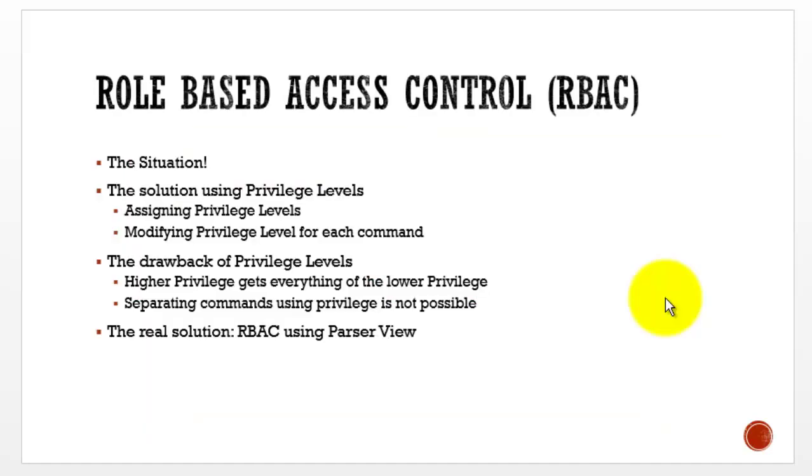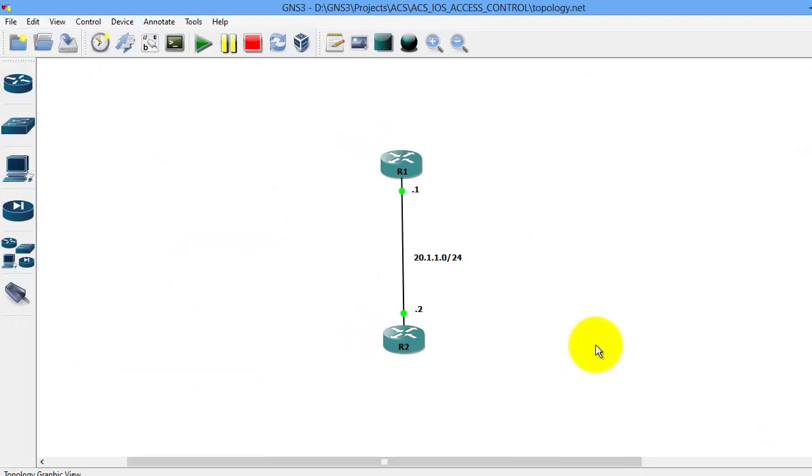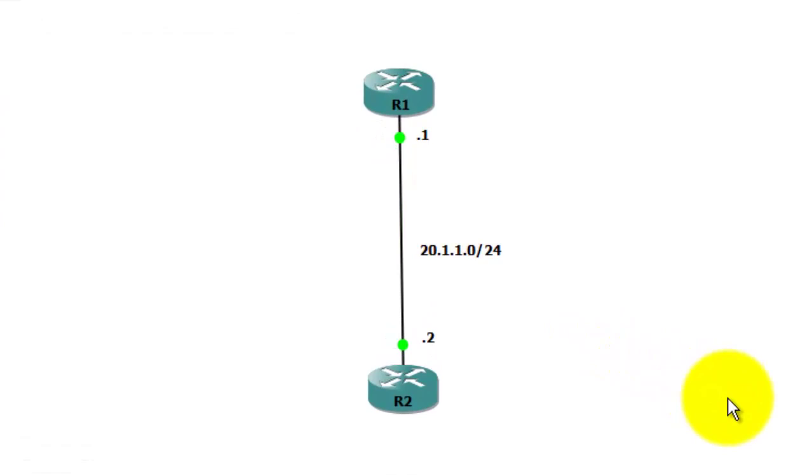Role-based access control. Before we learn a little more about role-based access control, let's try to find out the situation where role-based access control is an ideal solution. Let's go to GNS3. I will be using GNS3 as our IOS emulation. Very simple topology. There's router R1 and router R2. They're sitting on a network of 20.1.1.0/24 with .1 on R1 and .2 on R2.